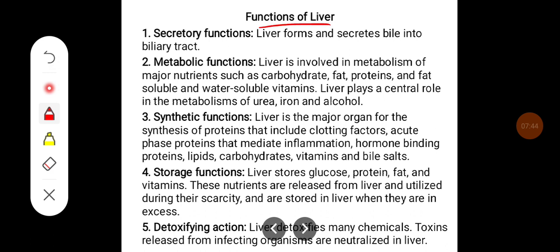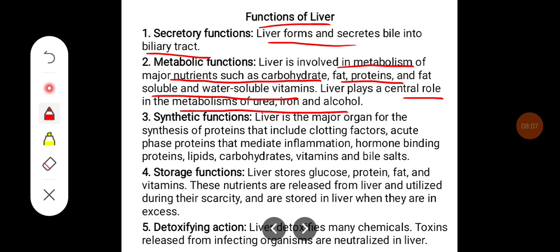Functions of liver. Secretory functions: the liver forms and secretes bile into the biliary tract. It has many metabolic functions. It is involved in the metabolism of major nutrients such as carbohydrates, fat, proteins, and fat soluble and water soluble vitamins. The liver plays a central role in the metabolism of urea, iron, and alcohol.